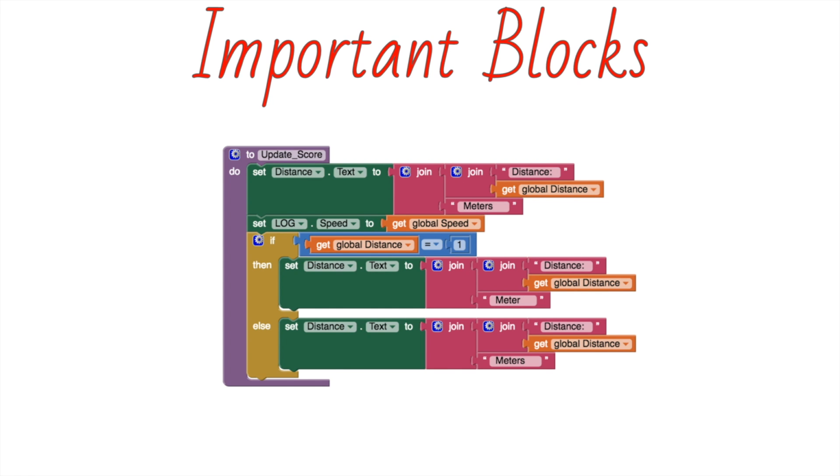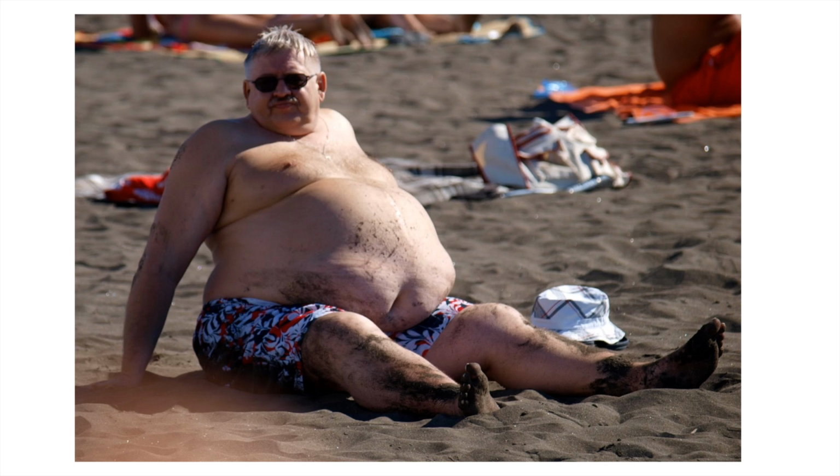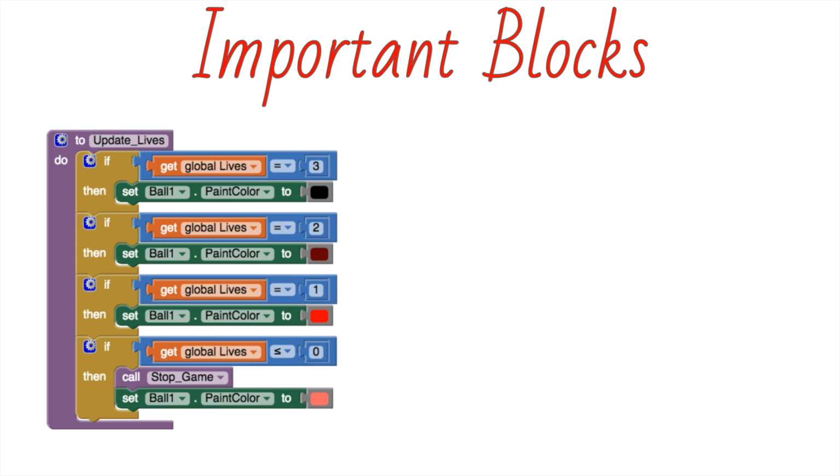A very important part of the game is the score. If you look at the procedure labeled update score, you'll see that this function sets the score to be updated. The score is labeled as meters, so this function allows the app to change the text to meter when the score equals 1. That way there's something like, hey, look at me, I got 1 meters.